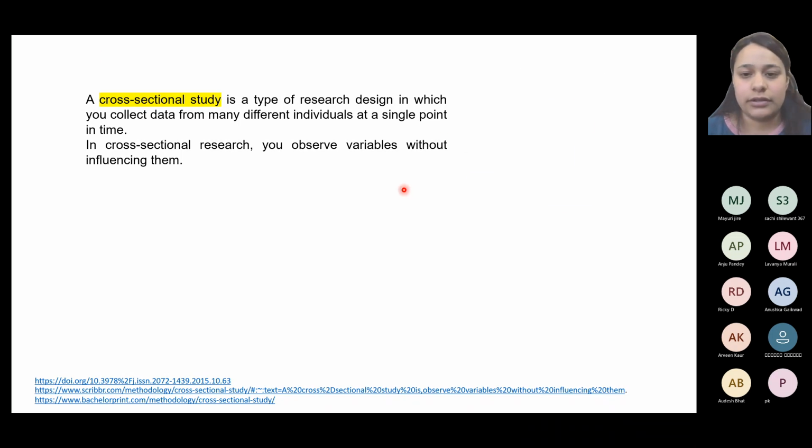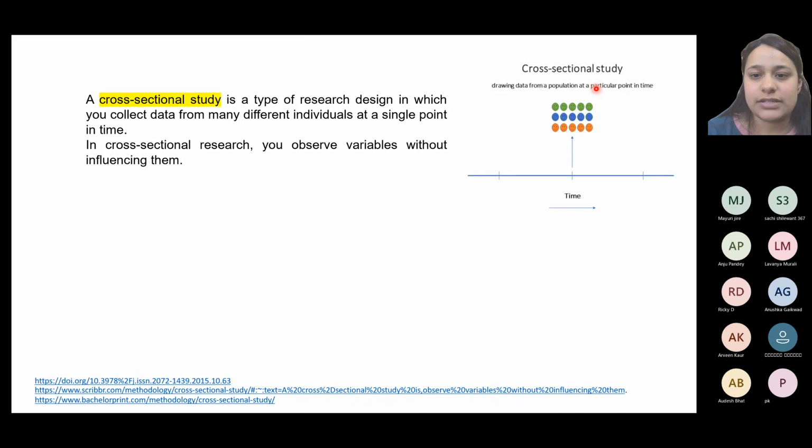From this illustration, if this is the time axis, at a single point data was collected from different kinds of individuals, and then this data was observed for differences, variations, etc. Such a study is known as a cross-sectional study.